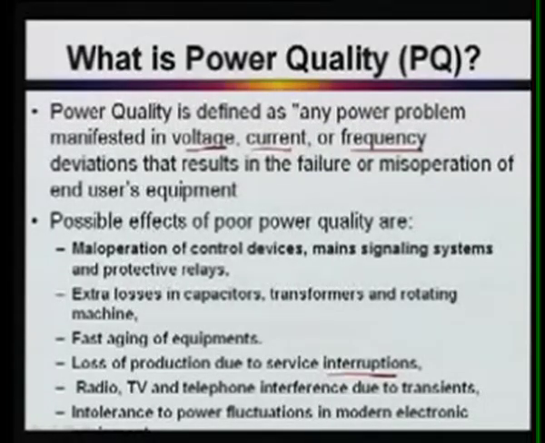Another is intolerance to power fluctuation in modern electronic equipment. Most of the modern power electronics equipment is very sensitive to these power quality issues. If your power is fluctuating, then they will not operate satisfactorily. No doubt these power electronics devices are a major source of pollution of the electricity supply, creating power quality problems. But at the same time, they are very much prone to it; if the power quality is not good, they will not operate in a satisfactory manner.